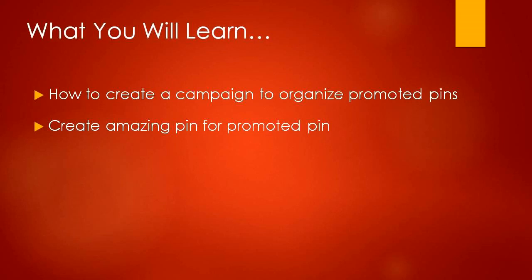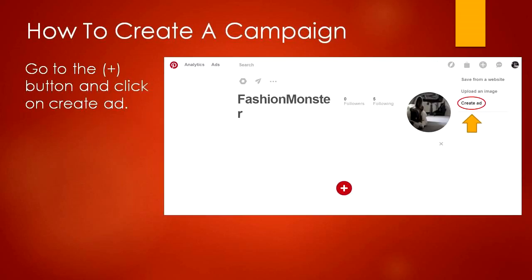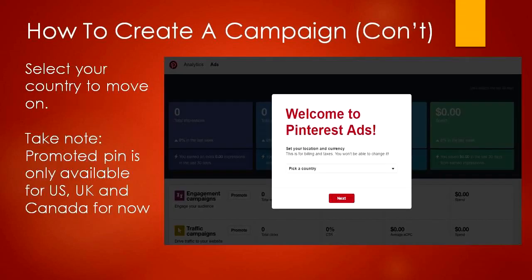with different audience targeting. To do that, go to your business homepage, move your cursor over the plus button, and click on the Create Ad button. Then you'll land on a page that asks you to pick your country and currency. One thing you need to take note of is that promoted pins are only available in the US, the UK, and Canada. This means that you're not able to execute a promoted pin if you're outside of these countries. Select your country to proceed.